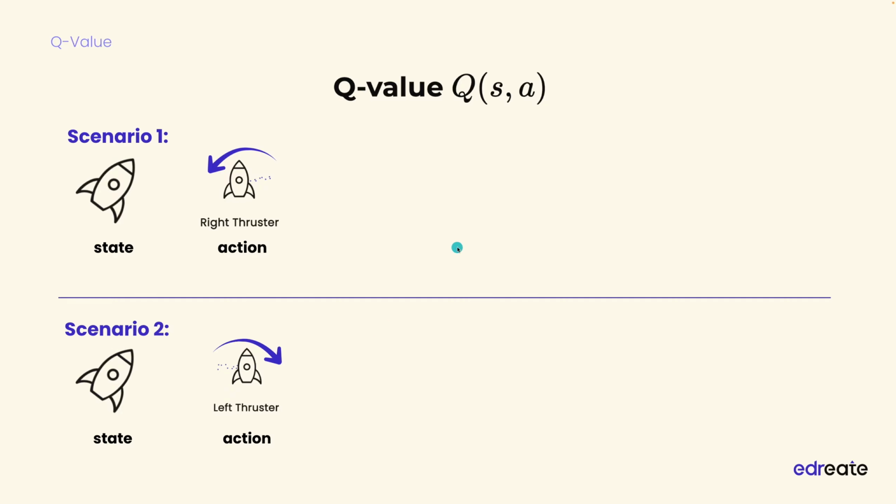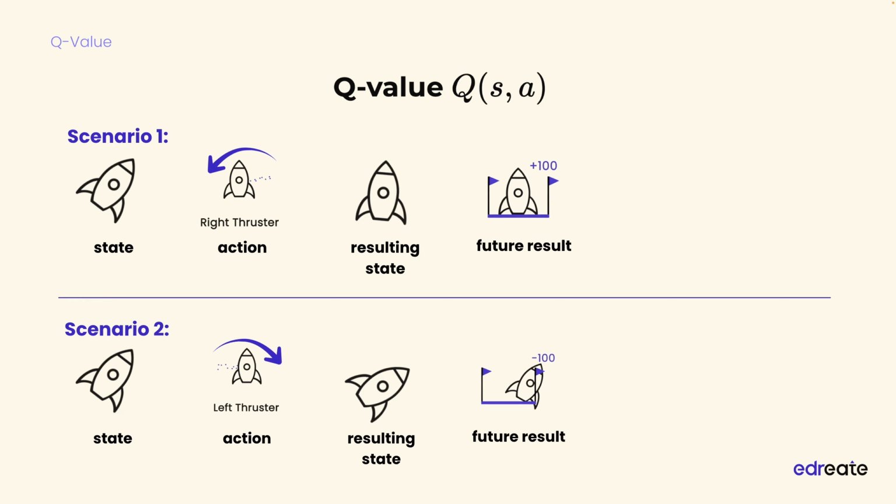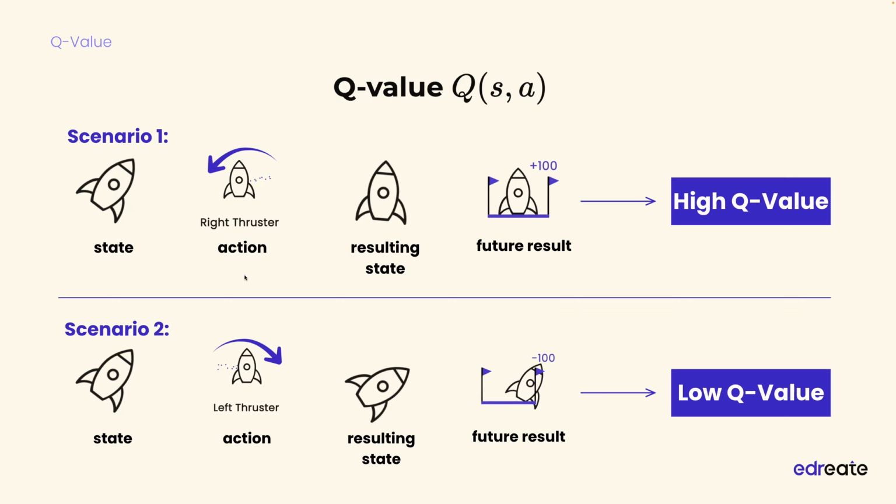The resulting state in scenario 1 is that the lunar lander is almost vertical and its angle has been corrected. But in scenario 2, due to the action we took, the angle was made worse and the lander is so tilted that it is almost horizontal now. The probable future result for the first scenario would be that the lunar lander successfully lands and we get a reward of plus 100. But in the second scenario, since our action destabilized the lunar lander, there is a high probability that we crash and we get a reward of negative 100. So the state action pair in scenario 1 will have a higher Q value, and the state action pair in scenario 2 will have a lower Q value. No surprises here.